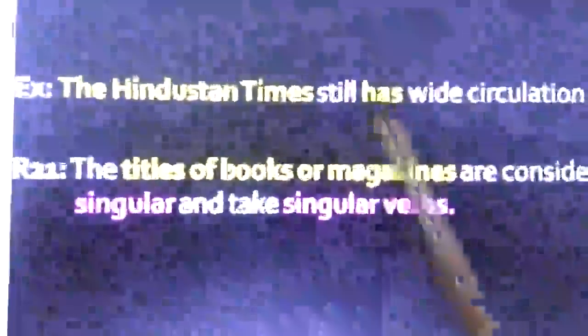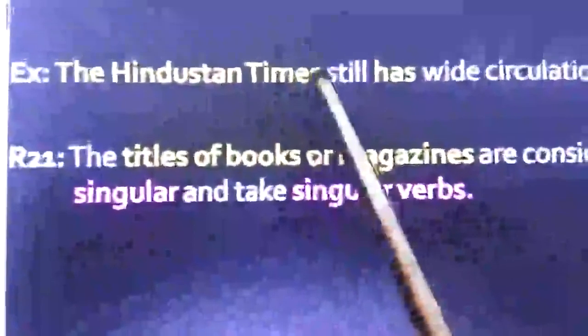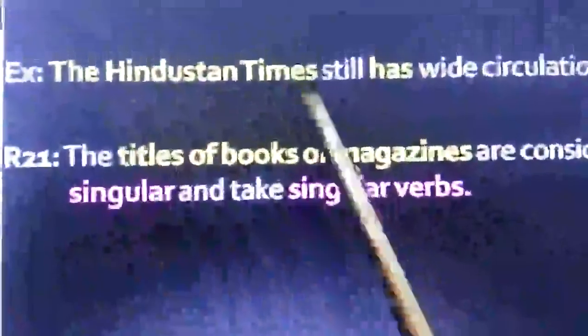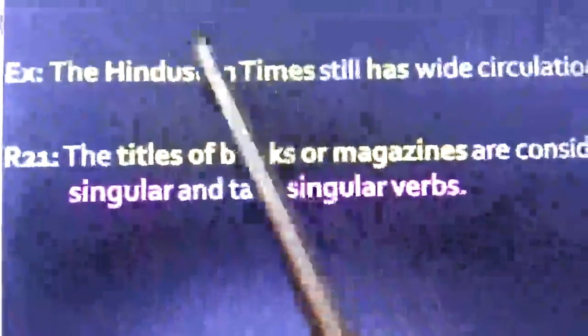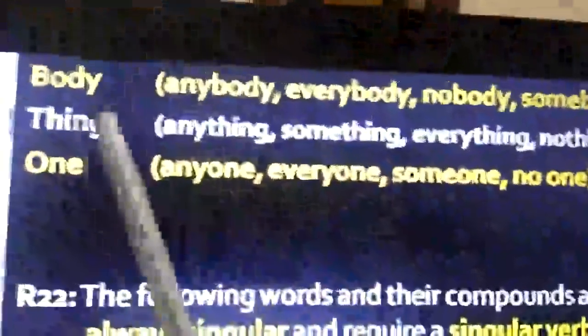Has is a singular verb because we are referring to the newspaper here. The title is in plural form, but that doesn't mean that this is plural. Of course, this is the title of a newspaper, and whenever you get the titles of books or magazines or newspapers, it has to be followed by a singular verb. And a few more words we have to remember.